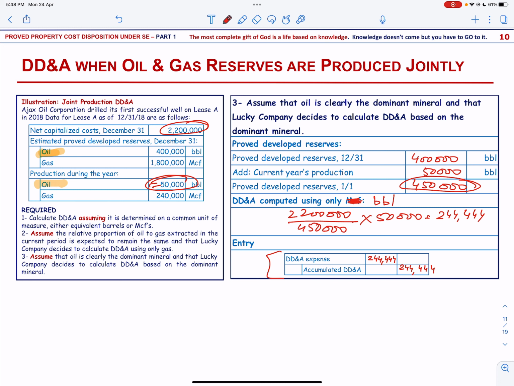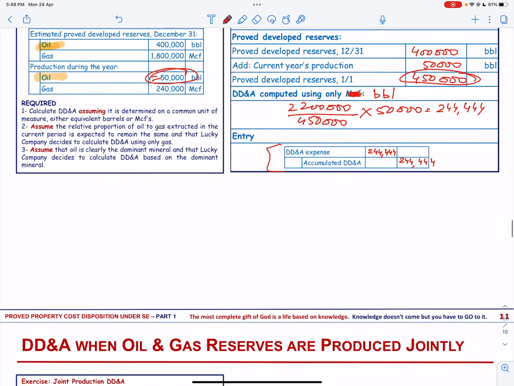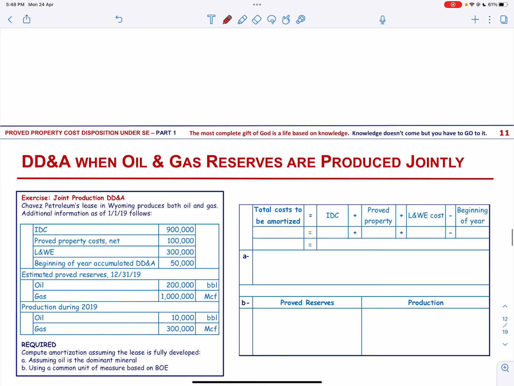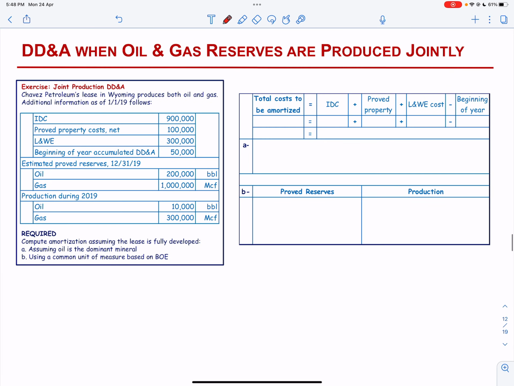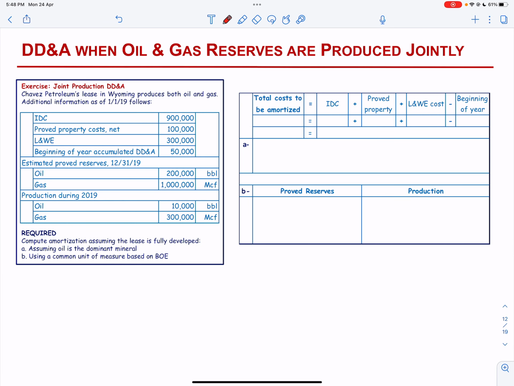Let us solve one more exercise on oil and gas reserves when they are produced jointly. And here Chavez Petroleum's lease in Wyoming produces both oil and gas, and we have the information over here. We have to compute amortization assuming the lease is fully developed.